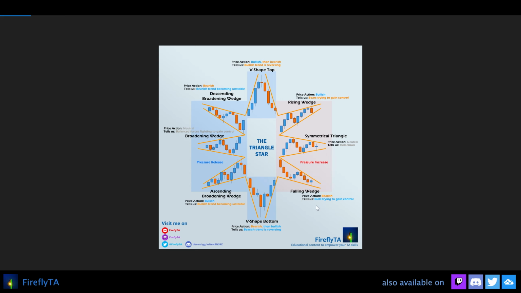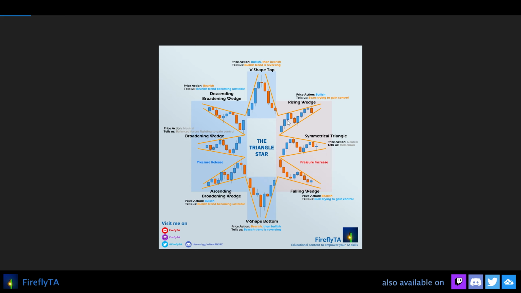So we have pressure increasing triangles. We have pressure releasing triangles. Pressure increasing means that we are entering a pressure zone, or we are already in a pressure zone that is becoming tighter, narrower. Support and resistance is pressing price into a very narrow trading range. It is happening in a falling wedge. It is happening in a symmetrical triangle.